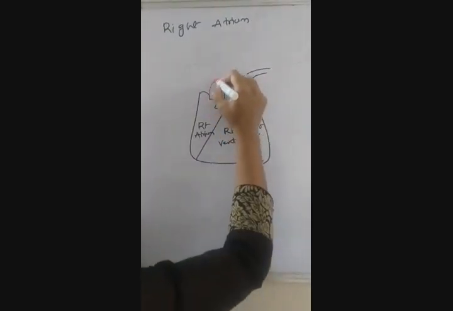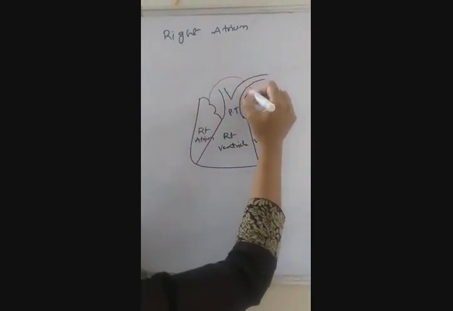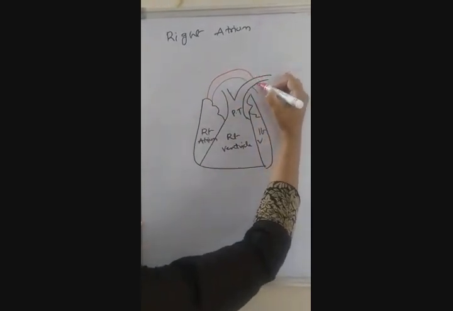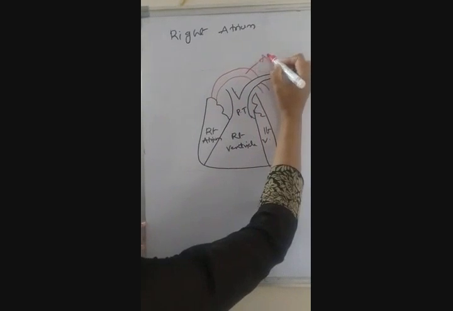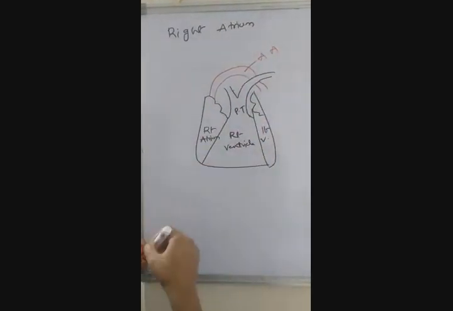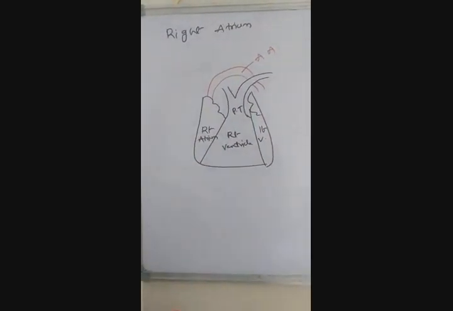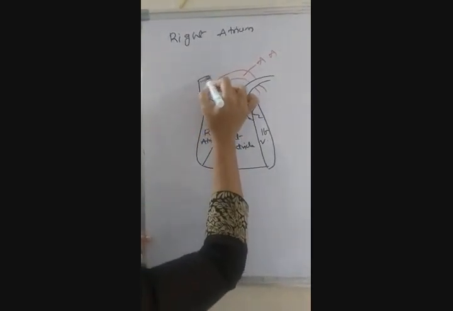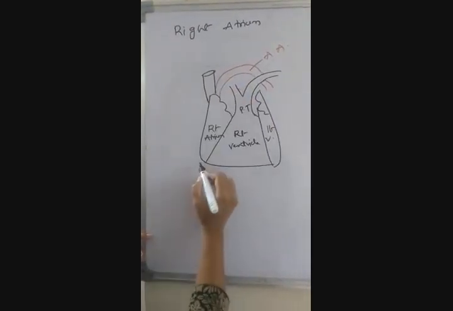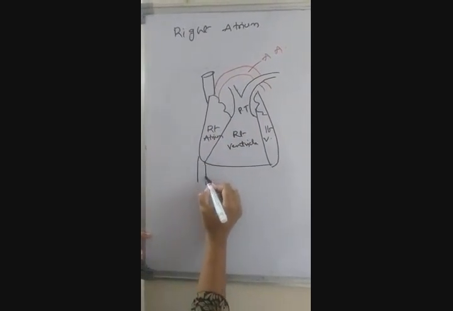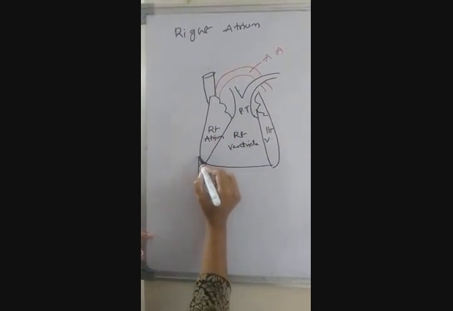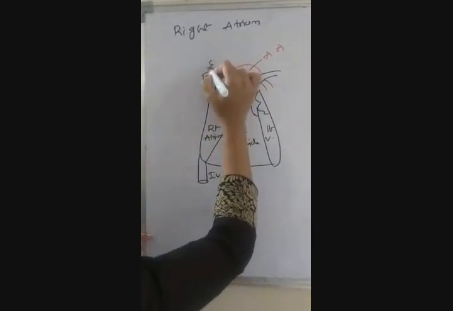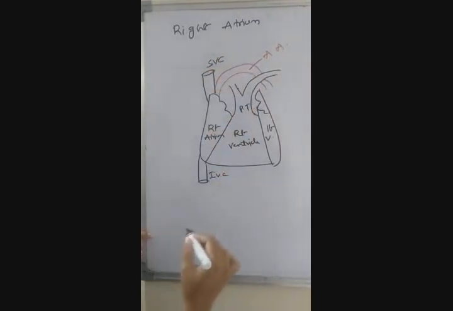and this is the arch of aorta and the ascending aorta. Okay, and the superior vena cava and the inferior vena cava, both open into the right atrium. Okay, superior vena cava and the inferior vena cava.